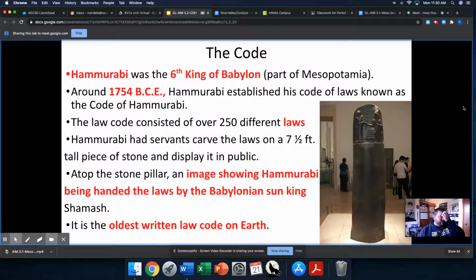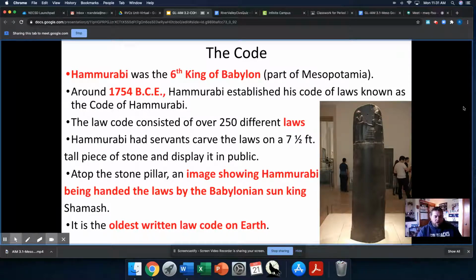So around 1754, Hammurabi decides it's time to establish some laws that will govern his kingdom, and it's time to publicize those laws and put them in places where everyone can read them and they could be known by all. So the Code of Hammurabi is a law code that consists of well over 250 different laws. And what Hammurabi did is he had servants carve all of these laws into these giant pieces of stone and display them all over in public.